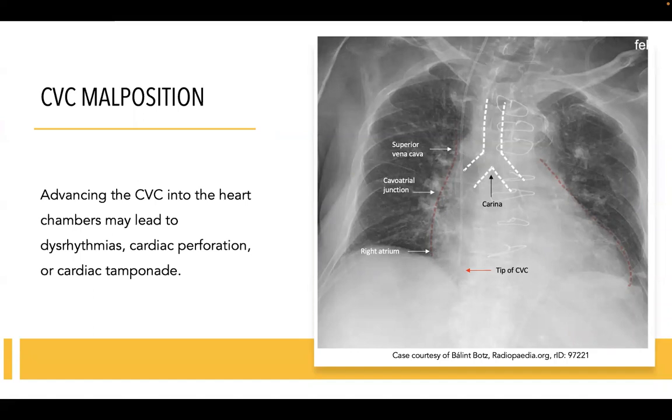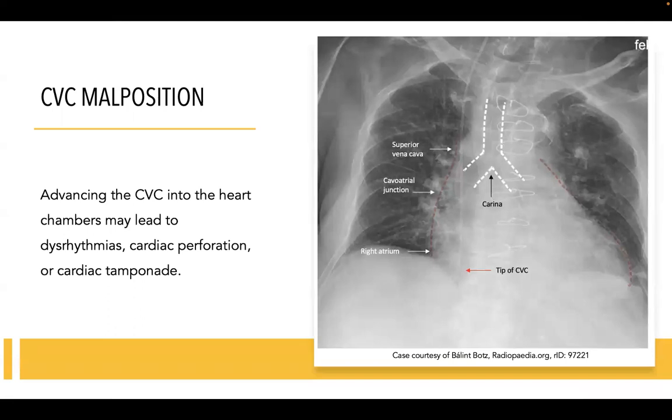Advancing the central venous catheter into the heart chambers may lead to dysrhythmias, cardiac perforation, or cardiac tamponade. Incorrect positioning of a central venous catheter within the superior vena cava results in peripheral medication administration and inaccurate central venous pressure monitoring.